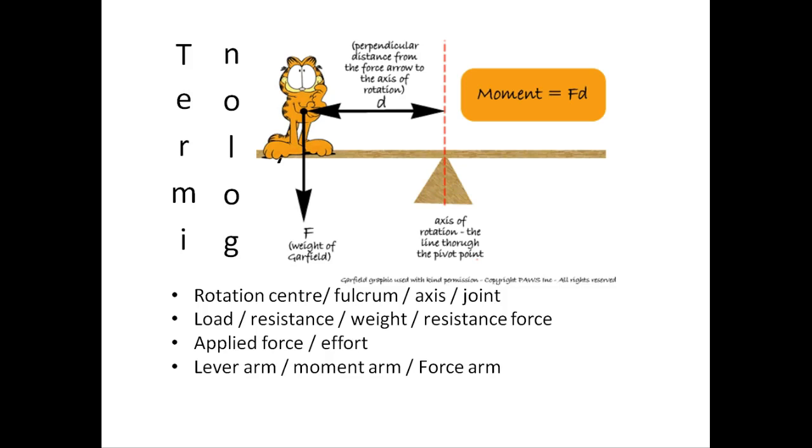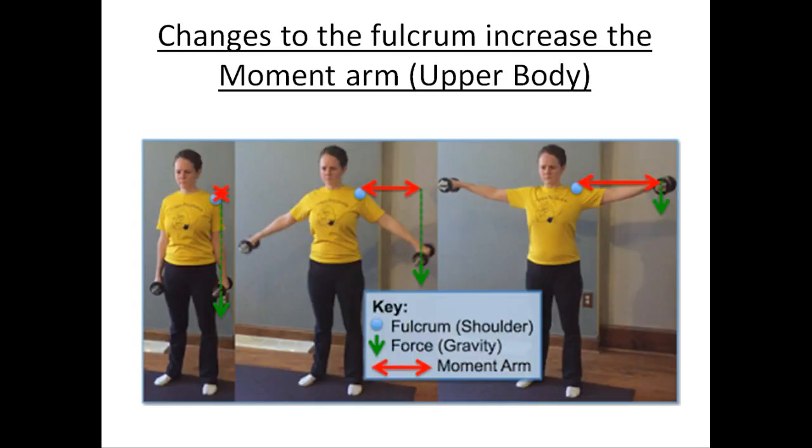Okay, some terminology. The rotational center will be the fulcrum, the axis or the joint. The load will be the resistance, the weight, or the resistance force. The applied force will be the effort, and the lever arm, or the moment arm, or the force arm, that's the length of what we're talking about. And there's Garfield helping us out. Thanks, Garfield.